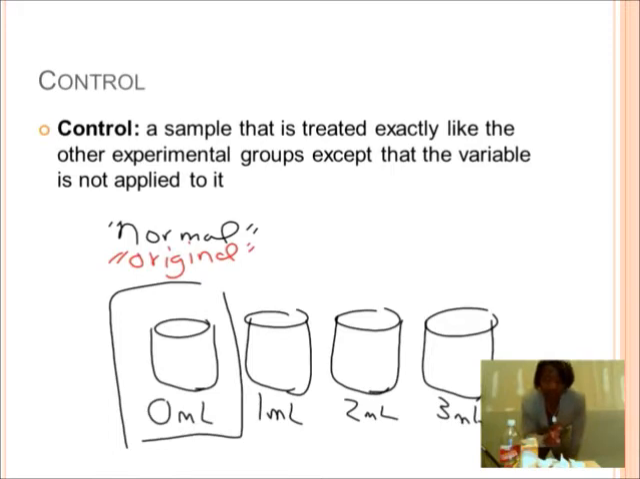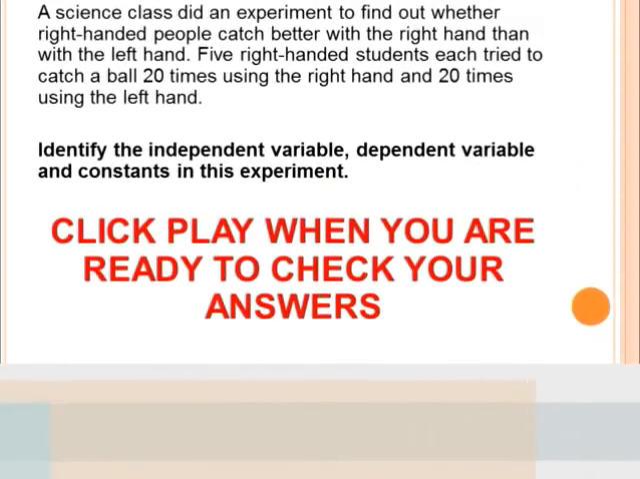All right, there's one more word for today that I want to go over with you, and that's the control. A control is a sample that is treated exactly like the other experimental groups, except that the variable is not applied to it. So what does that mean? So we would just have a canister with vinegar with no baking soda. And we would see how the other three with baking soda would compare to the canister without any baking soda. Okay, that's our control.